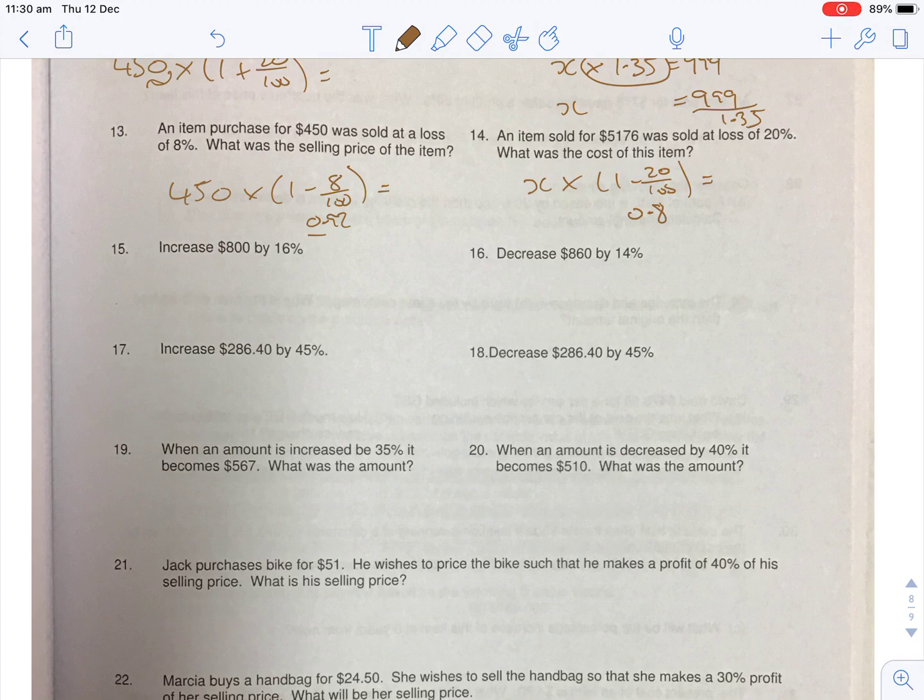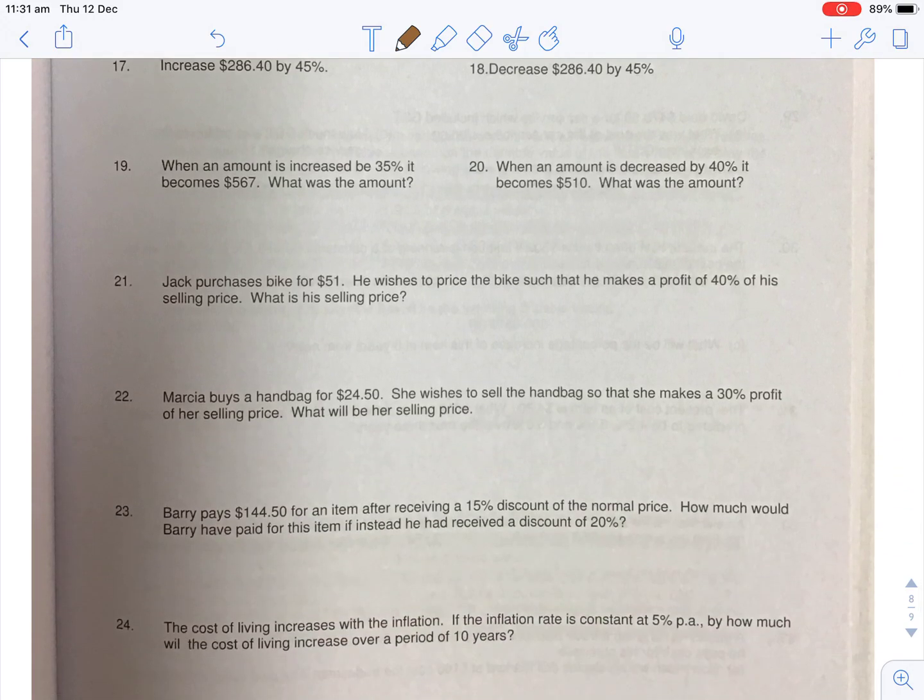Increase 800 by 16%, so again 800 times 1 plus the 16 on 100, which will be 1.16 when you process that bracket, and then away you go. Make sure you can do those mentally, so I'm just showing you how to set these up, what the maths is required, but when you practice them, use things like the Arabic method or the 10%, 1% rules to make sure you can mentally do these. Decrease 860 by 14%, so if you decrease it would be 1 take the 14 on 100, and away we go. Let's see if there's anything a bit trickier as we go along.